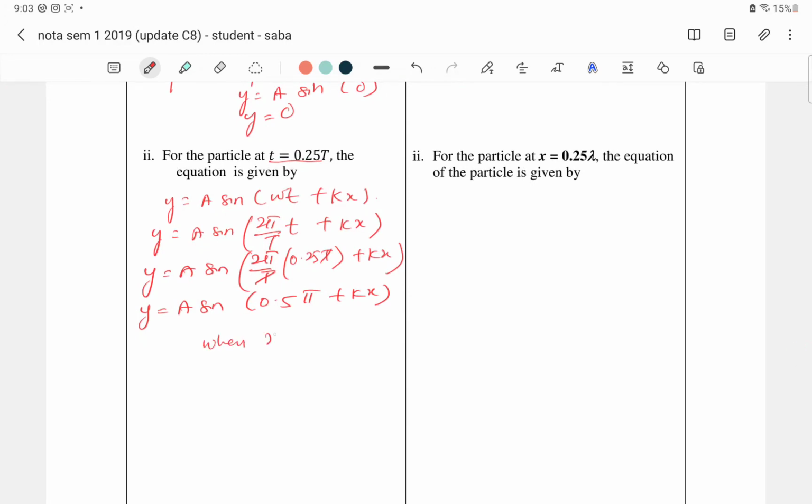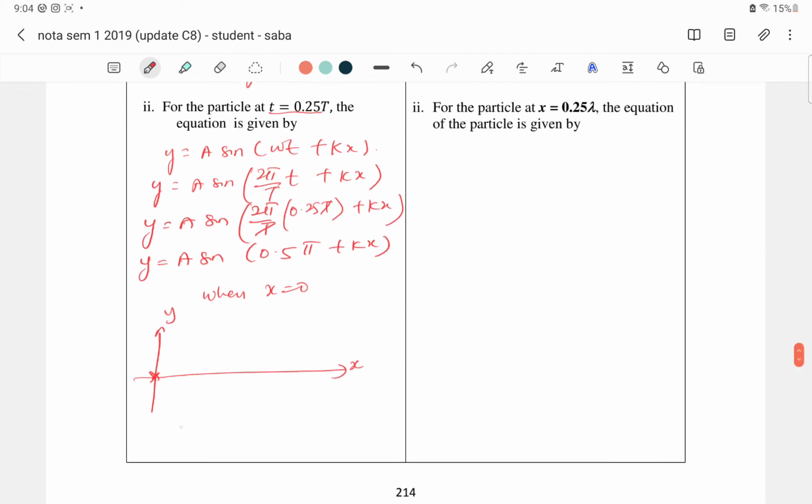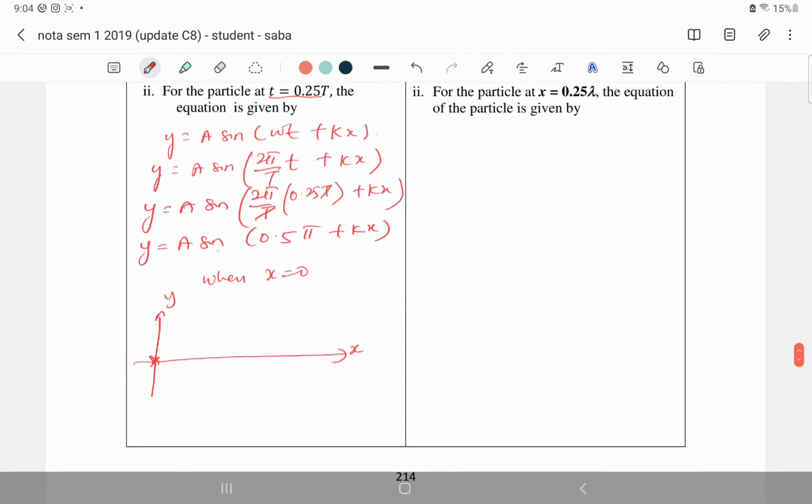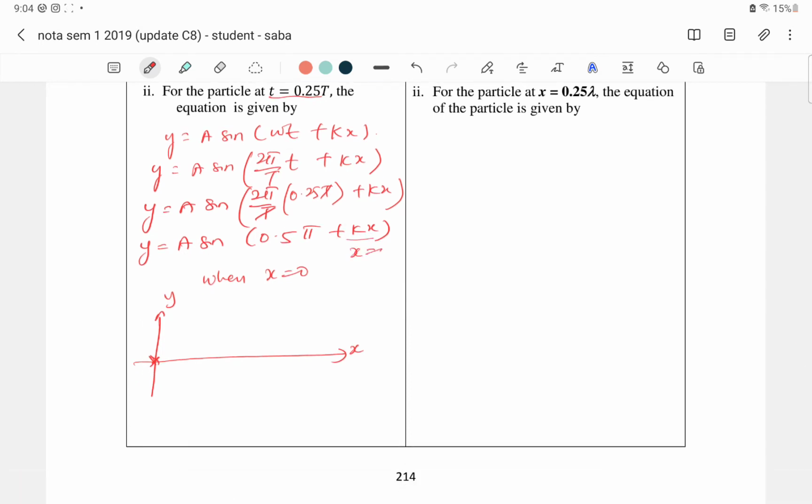So when x equal to 0, so kita ada y versus x. Okay, kita nak tengok when x equal to 0 what happen. So when x equal to 0, kita ada masuk kat sini. Okay, x0. So calculator in radian mode. Okay, so bila kita tekan calculator in radian mode, kita akan dapat sin 0.5 pi. Okay, so dia adalah 1. So bila 1, amplitude darab dengan 1 kat sini.